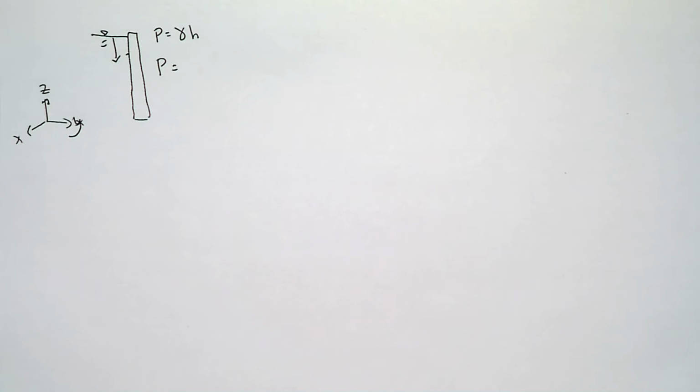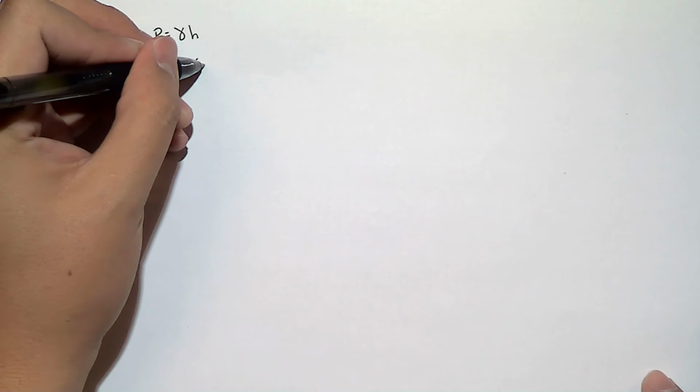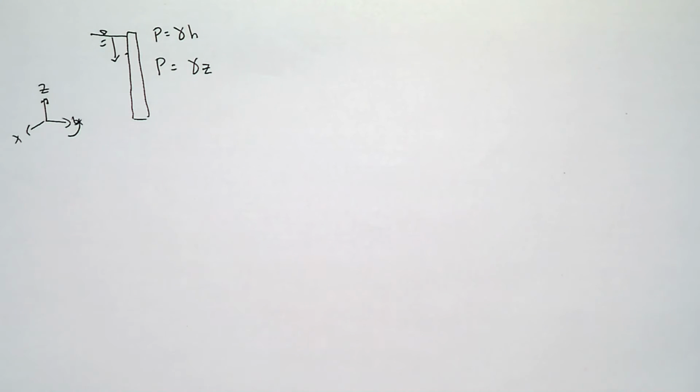X and y are horizontal axes. Z would be my vertical axis. Yes, gamma and z. But what are we missing? X and y? No, we're not missing x and y. Think of it this way. Would it be negative? There we go.